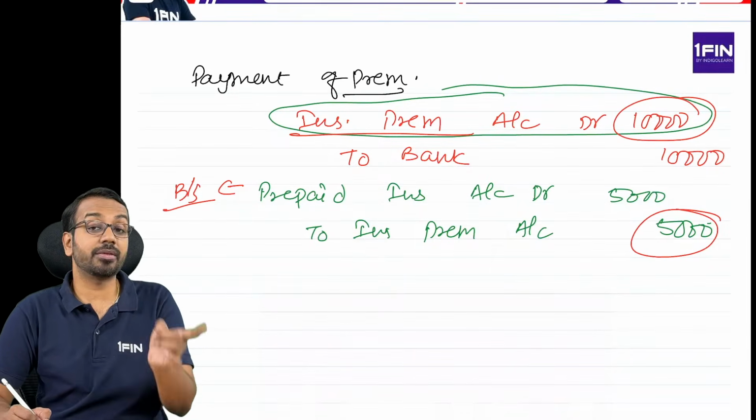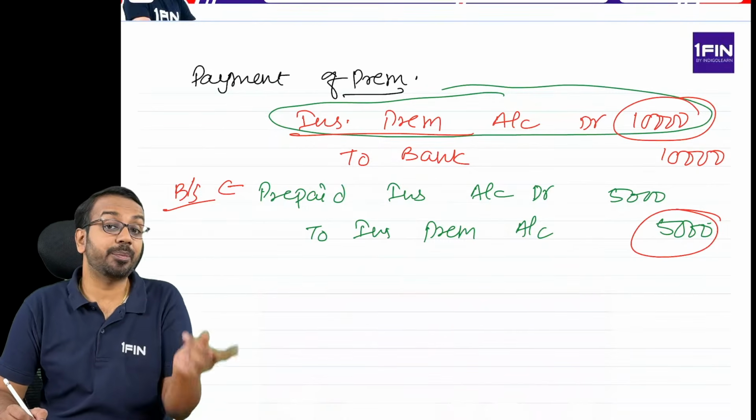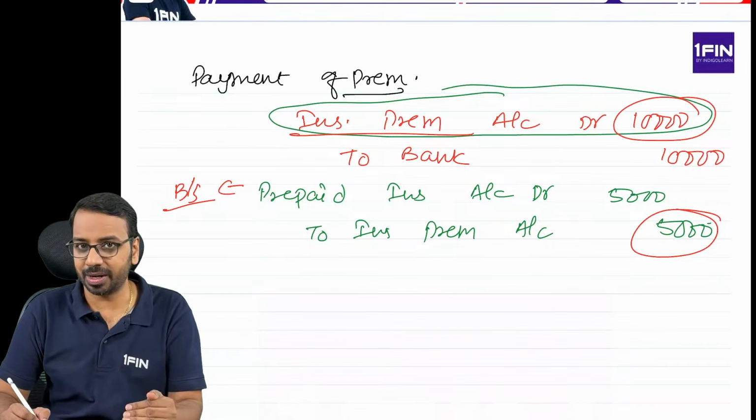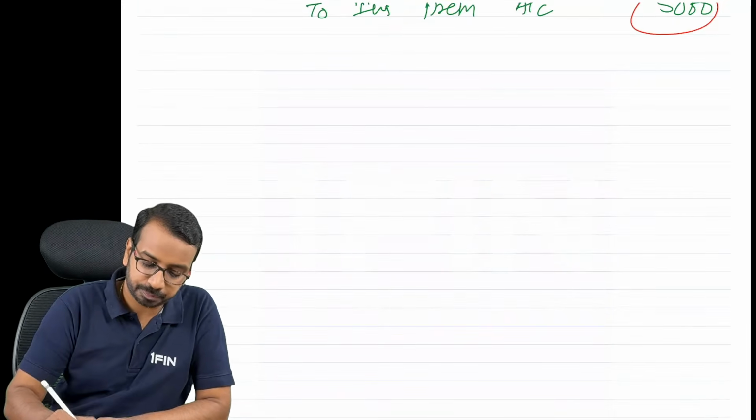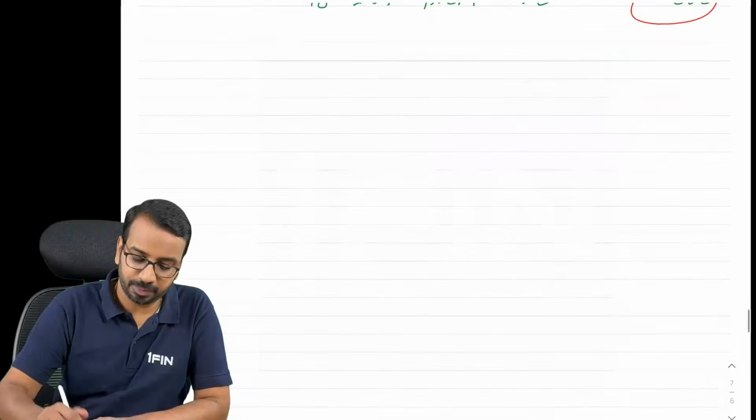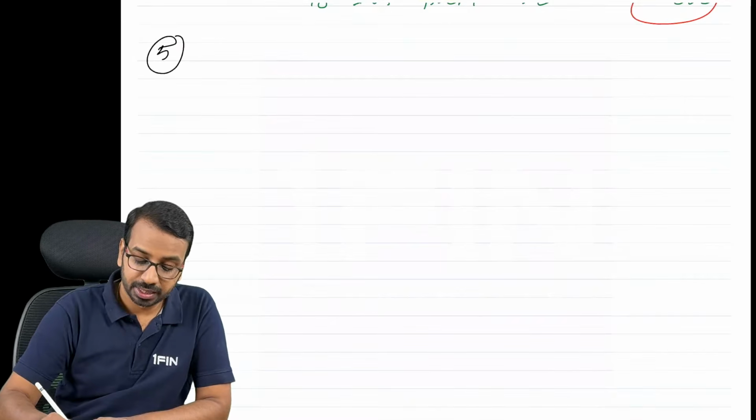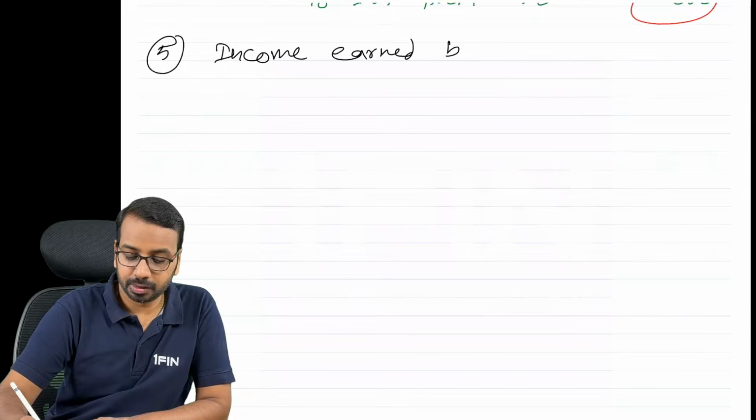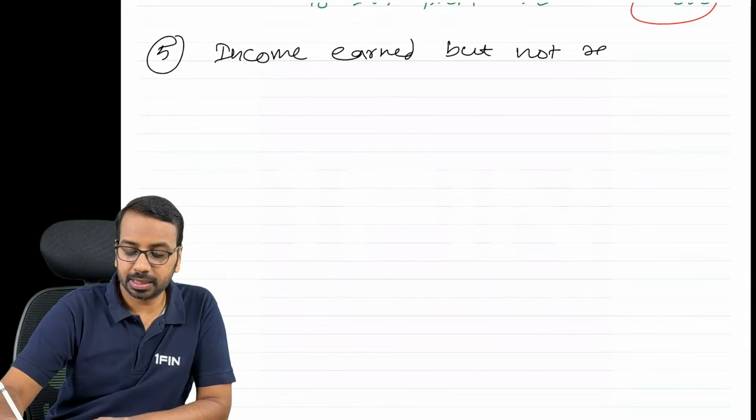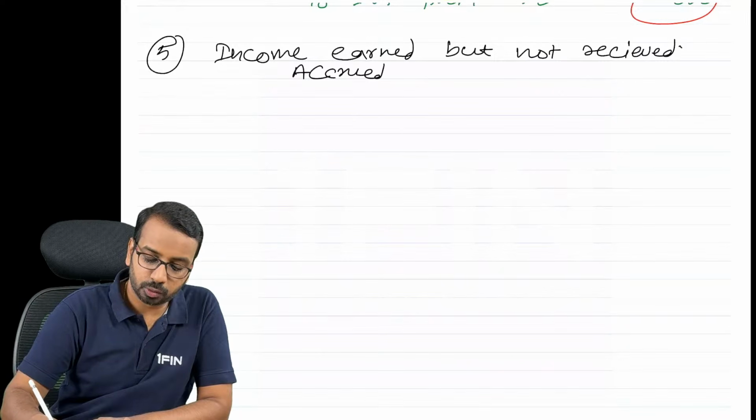Okay, so whenever you have outstanding expenses, we will add and show it as a liability. Whenever we have prepaid expenses, we will reduce the expenditure and show it as an asset. Same way, so this is the fourth adjustment, there could be adjustments related to income earned but not received. That is, we call it as accrued income.